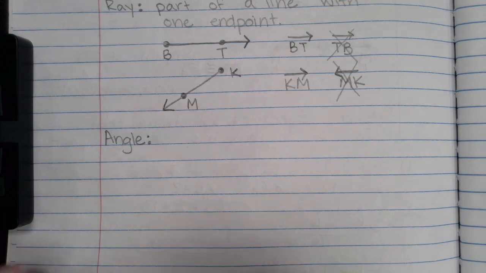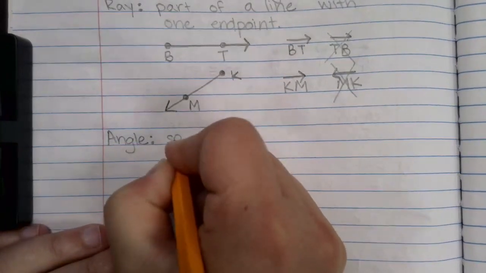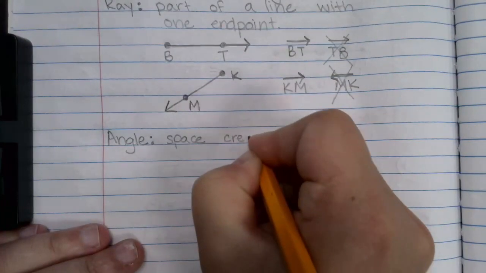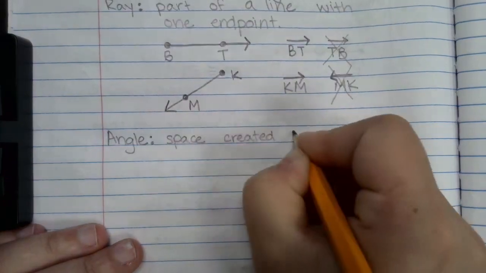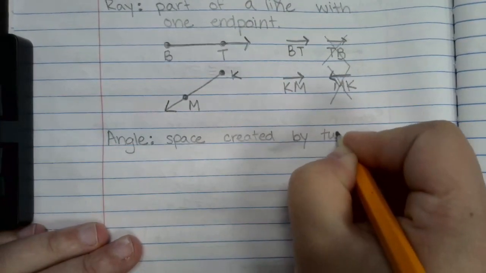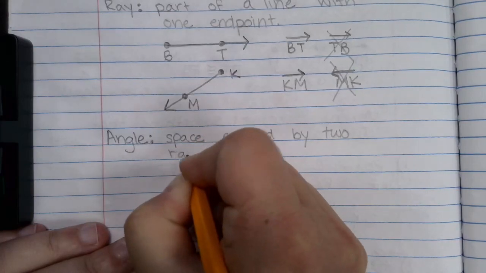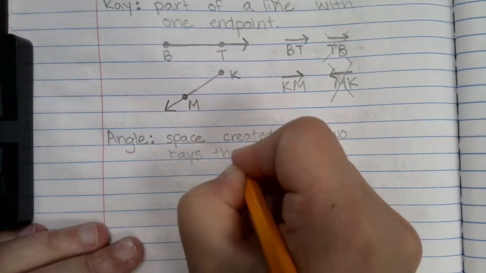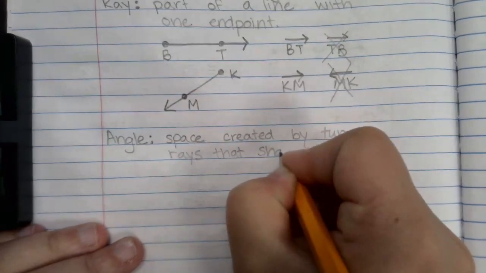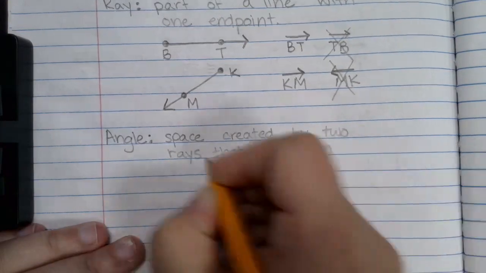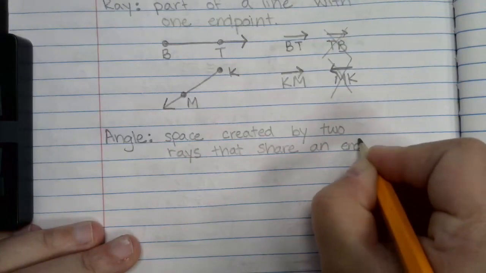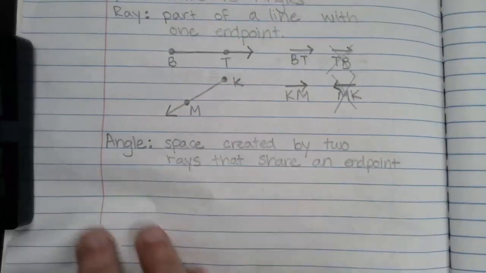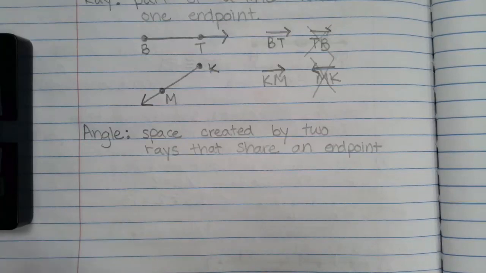All right. So an angle is the space created by two rays that share an endpoint.